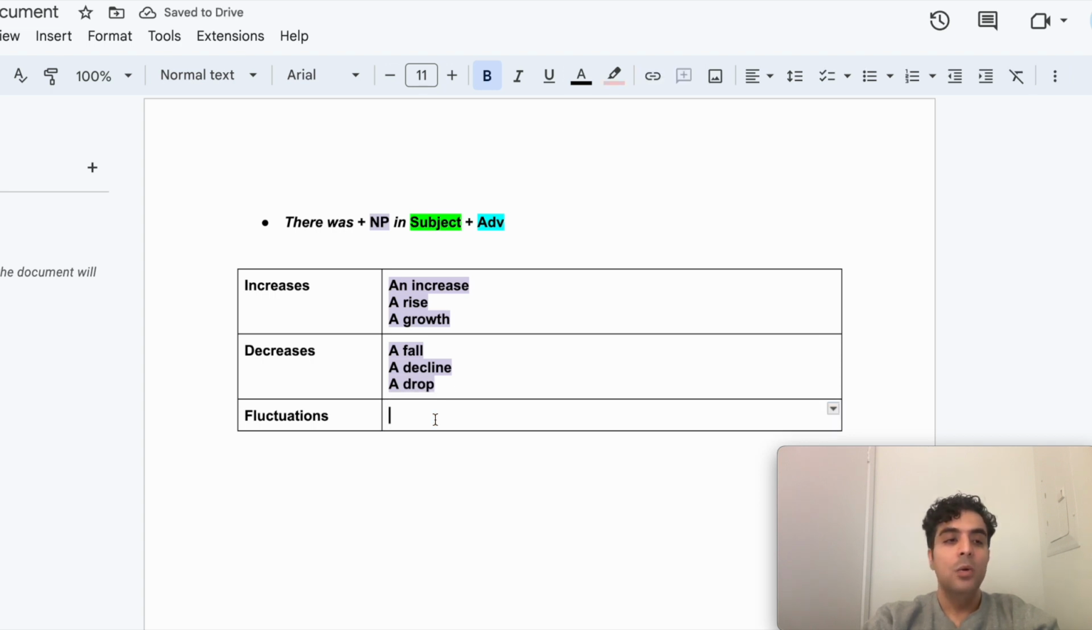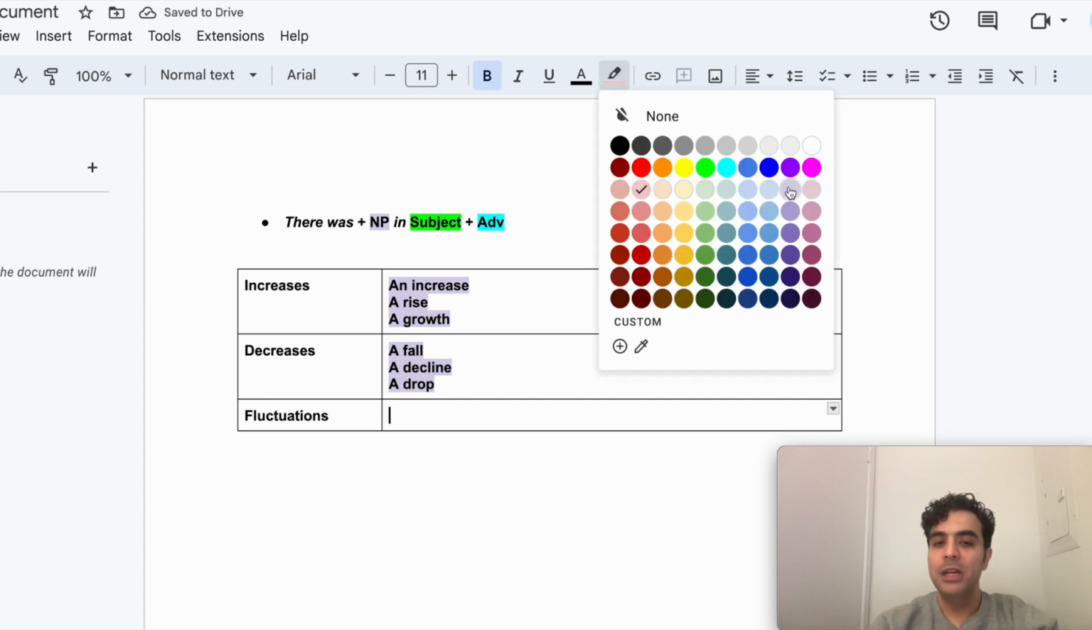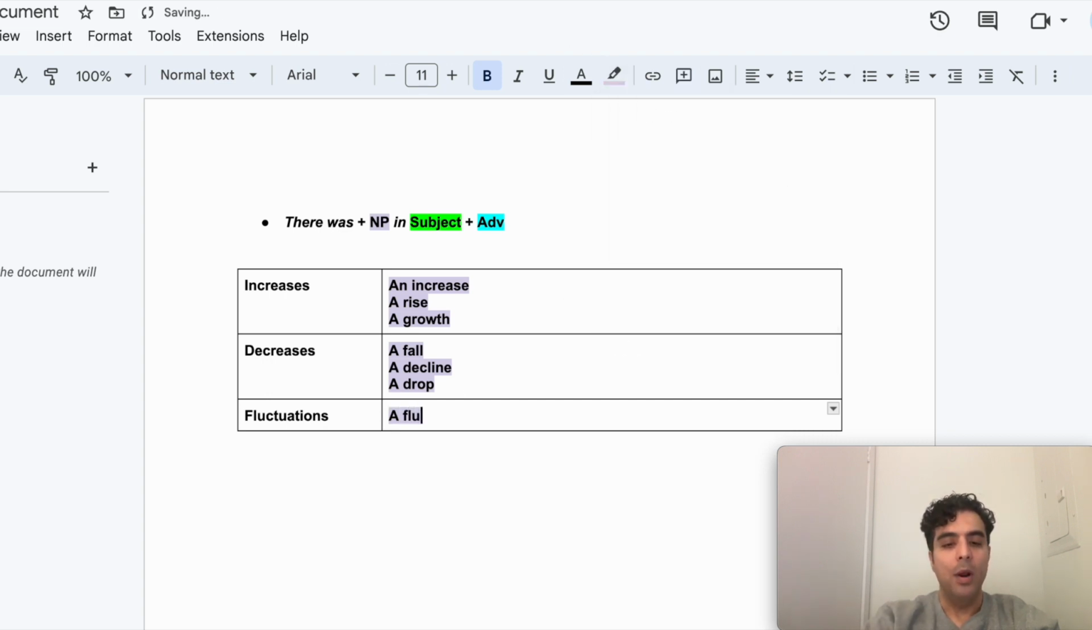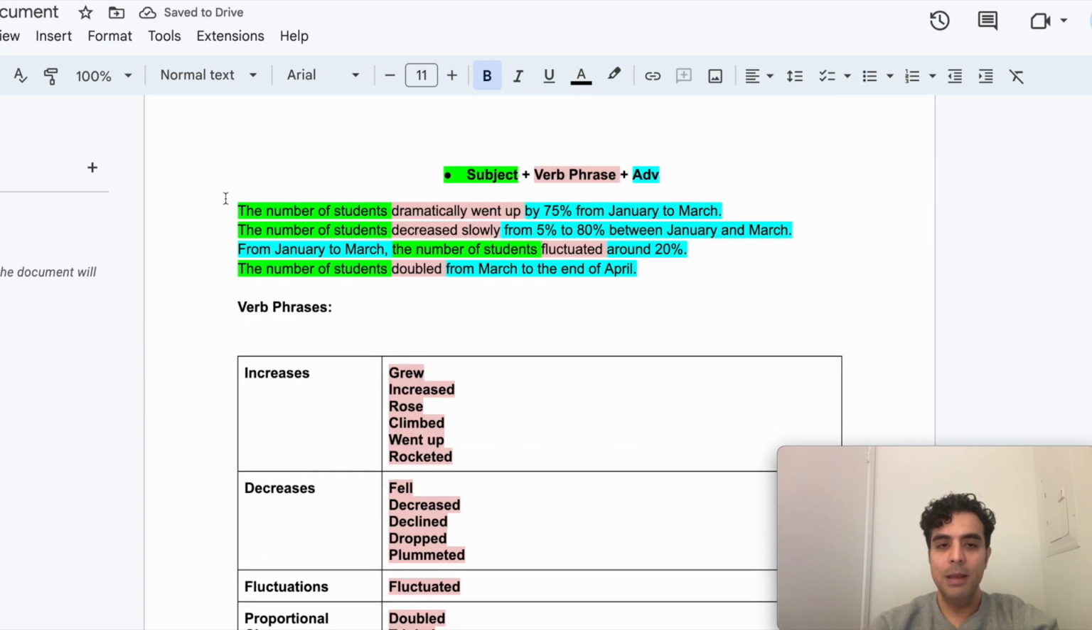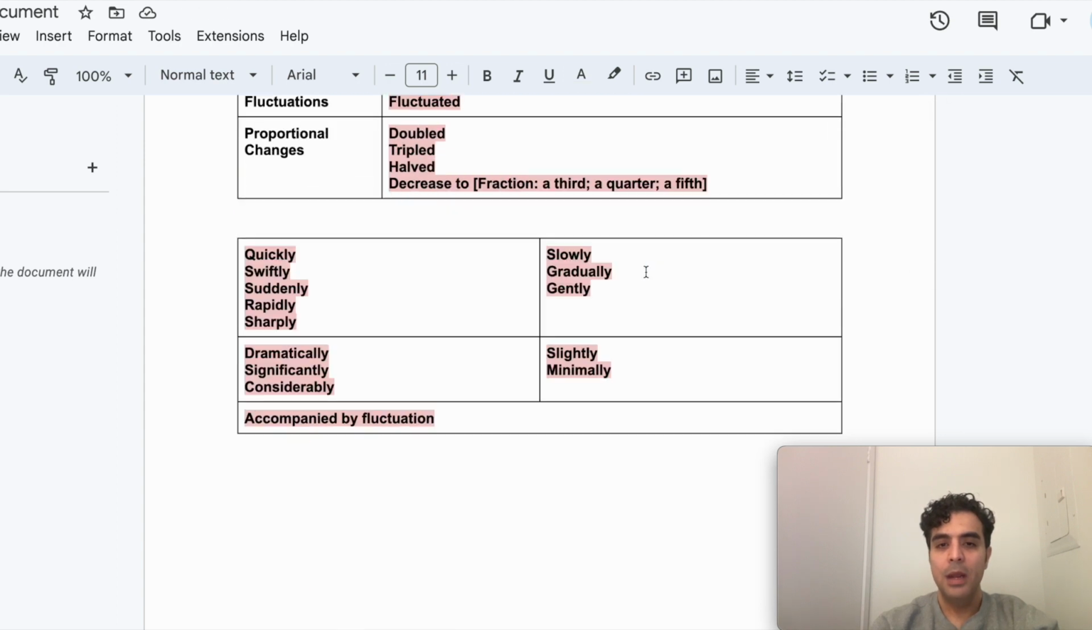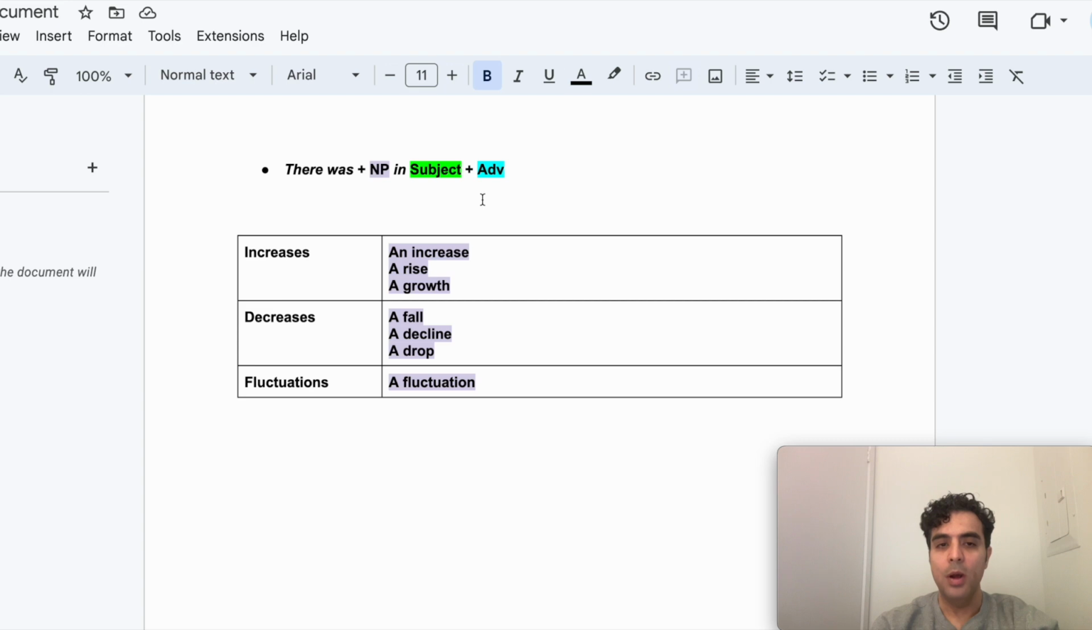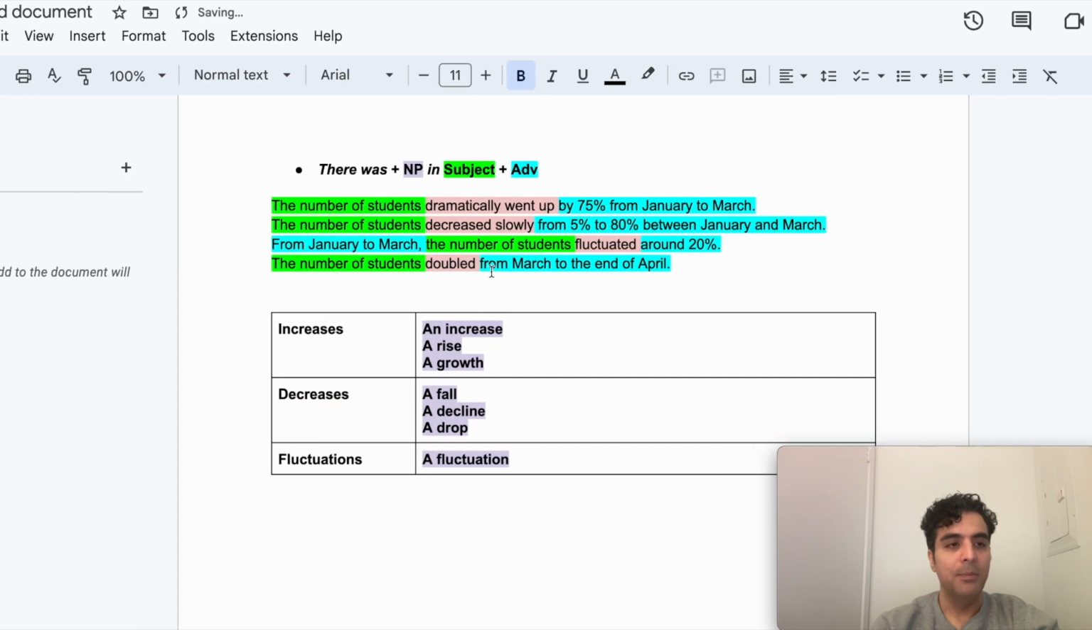So here we have the noun phrases. Or for fluctuation, you could say there was a fluctuation in the number of whatever. So a fluctuation. So far we have there was noun phrase. Let's do one example. And you know what? To make this even easier, I'm going to take these sentences that we wrote before, and I'm going to transform them one by one using the structure that we have here. Are you ready?